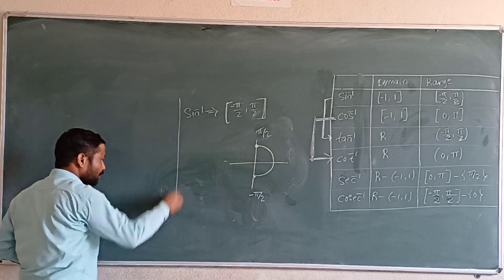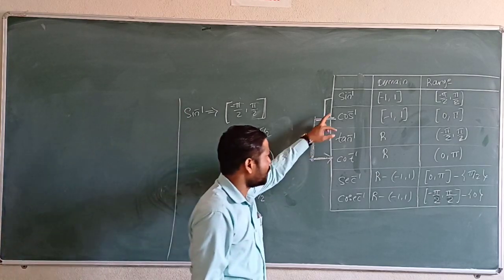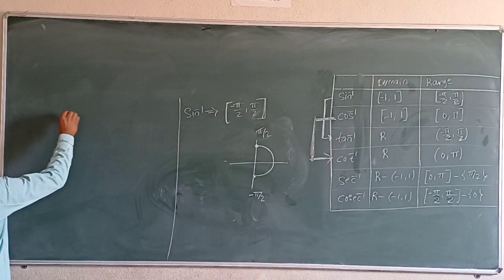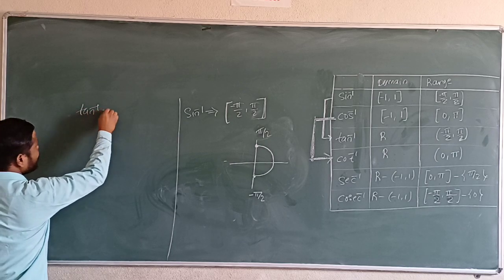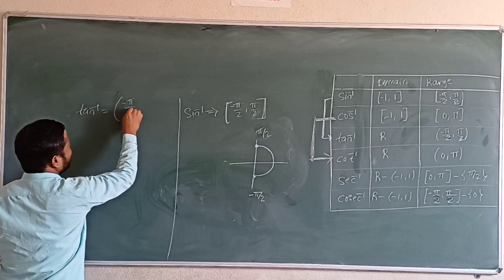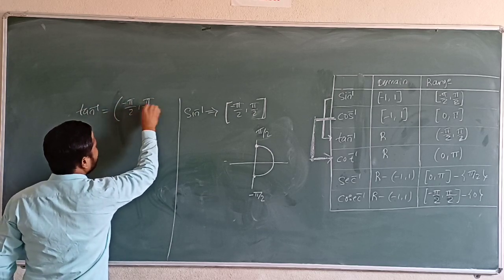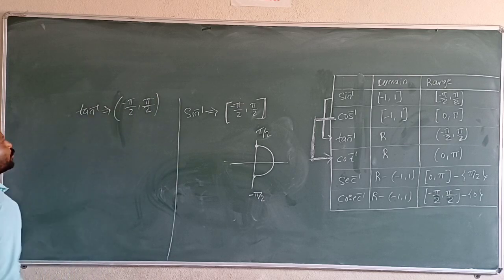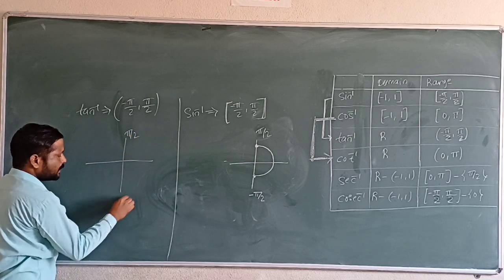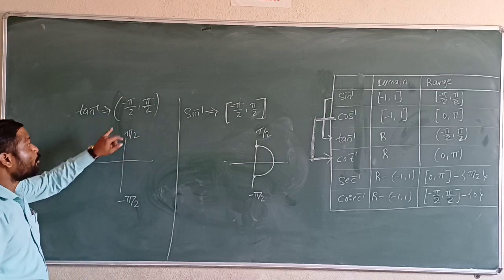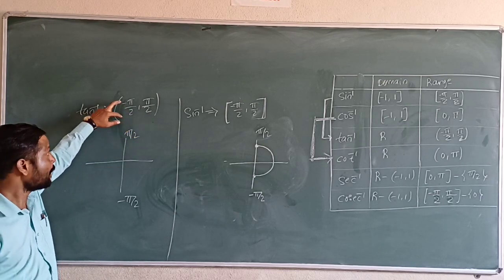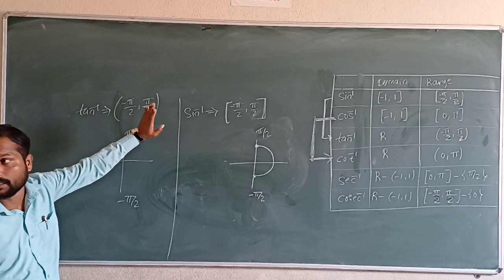Again, another similar function to sine inverse is tan inverse. The range of tan inverse is the open interval minus pi by 2 to plus pi by 2. Here, open interval means excluding, meaning minus pi by 2 and plus pi by 2 are not considered.